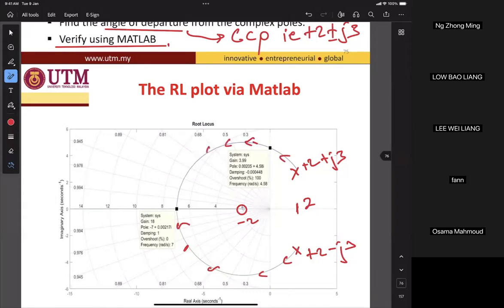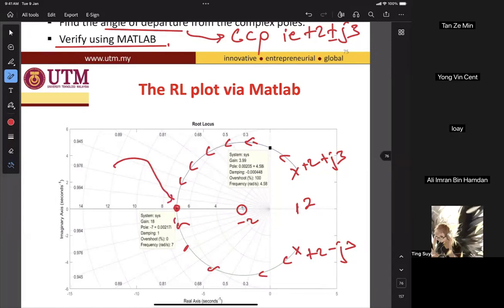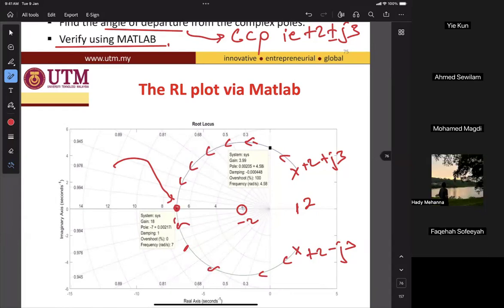The root locus starts from the poles, and then what is the name of this point? A break-in point.